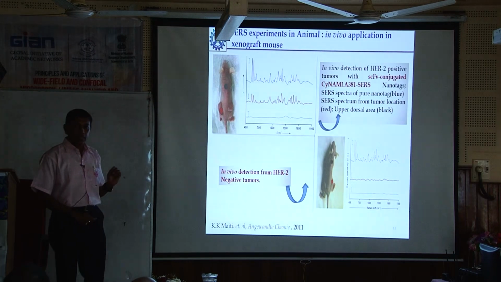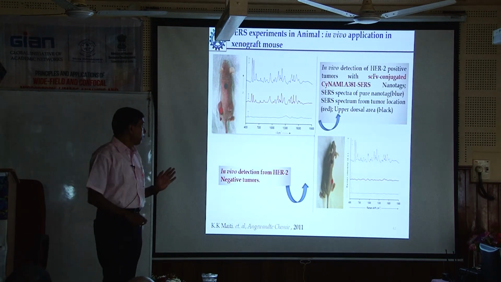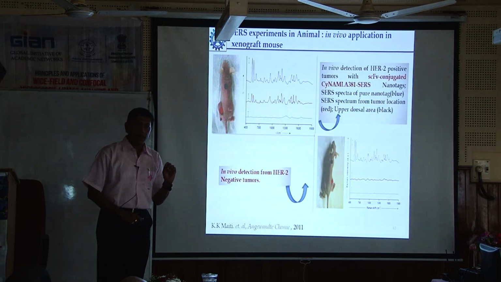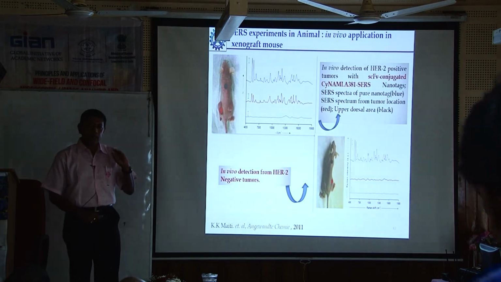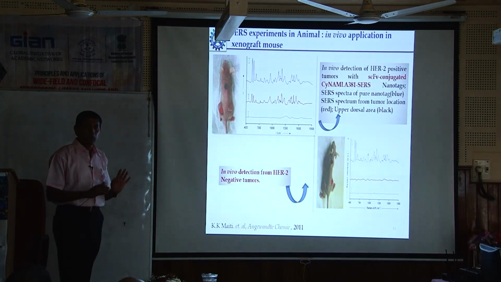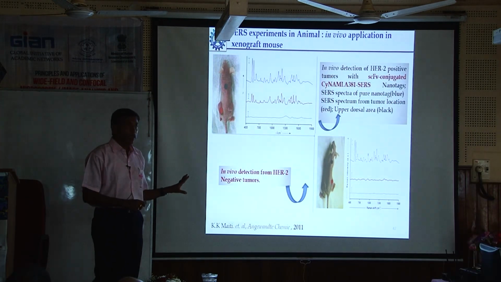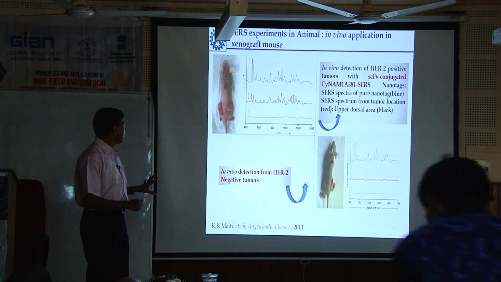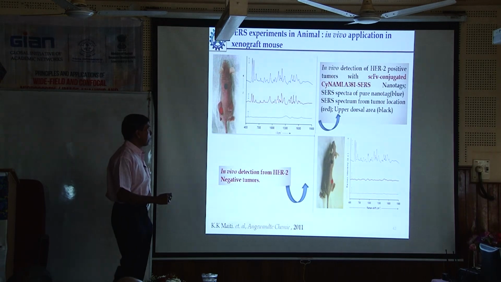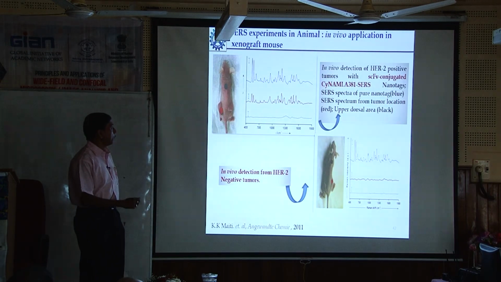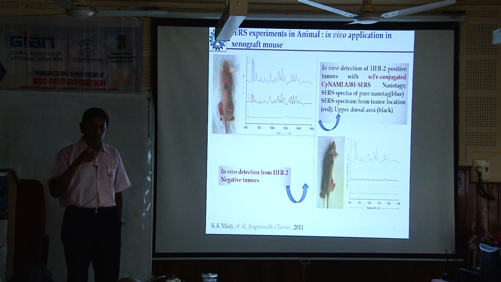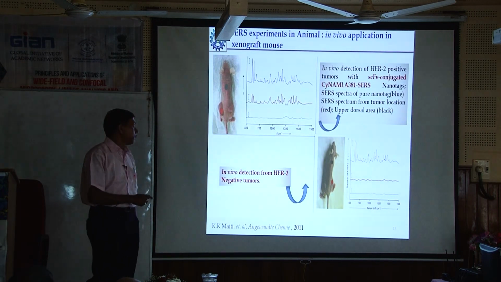Also, we translated this in animal models, especially xenograft models, where after tail vein injection the tags are mostly localized in the tumor area and some other organs. But if you check the Raman spectra from the tumor site, you get the corresponding spectra of the pure tags, which resembles that it is localized, targeted to that site.